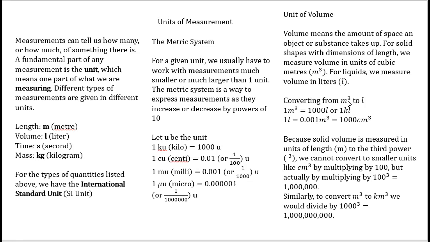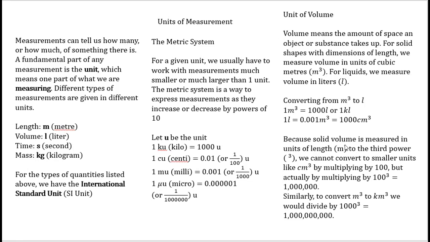When we convert from meters cubed to liters, we know that 1 meter cube is equal to 1,000 liters, or 1 kiloliter. And 1 liter is equal to 0.001 meter cube, or simply saying 1 liter is equal to 1 over 1,000 meters cube, which is equal to 1,000 centimeter cube. So I want you guys to take note of these when you get your slides. I want you to especially make note of these and remember, learn it, let it become you.